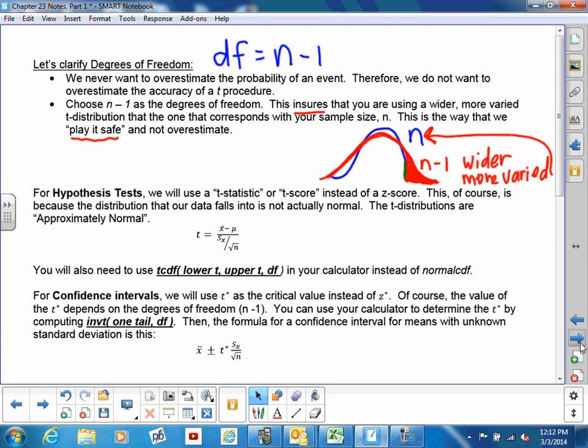That's called degrees of freedom, and we use that. Degrees of freedom is the name of the t-distribution that will be used. So if I say sample size is 8, the t-distribution I use is degrees of freedom 7, so I use the t-distribution based off of 7.